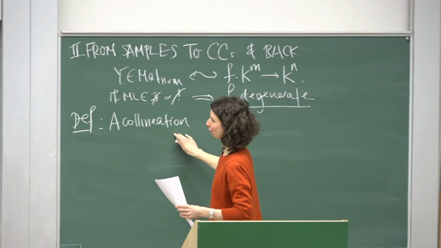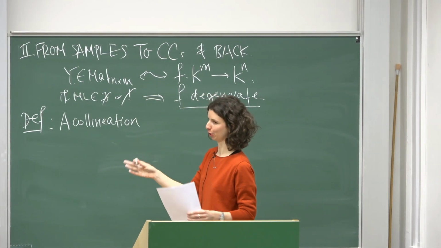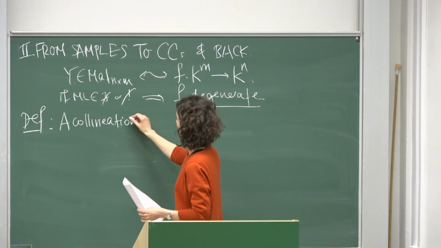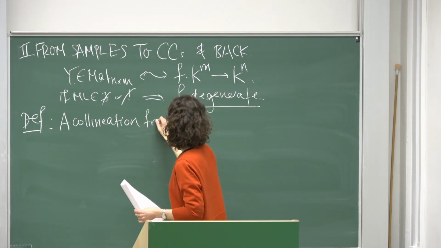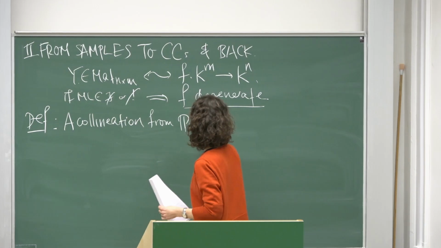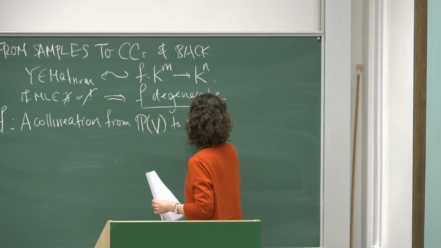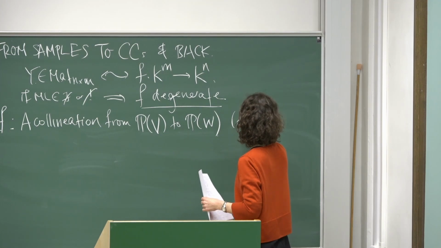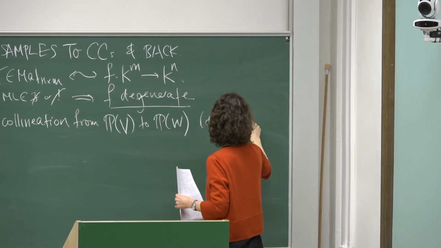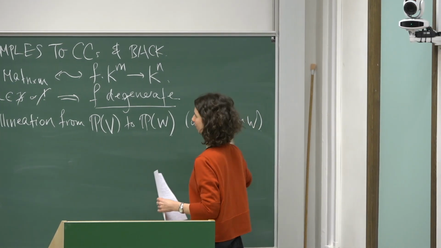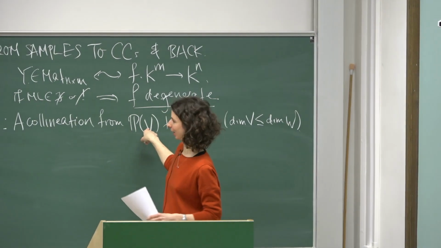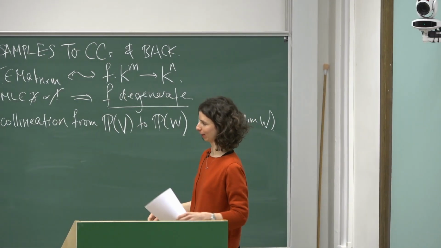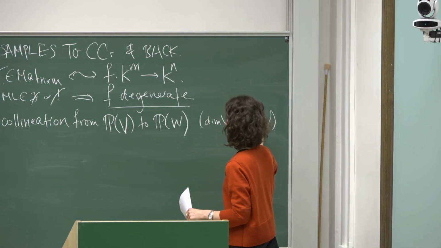So here, instead of thinking of maps from vector spaces, we'll think about maps from projectivized vector spaces. It doesn't really matter, but projective things are nicer in algebraic geometry. But a collineation from, so I've got a vector space V and a vector space W. And I'm going to assume that the dimension of V is less than or equal to the dimension of W. Later on we'll take V to be K^m and W to be K^n, and that's where this, without loss of generality, n bigger than or equal to m becomes relevant.